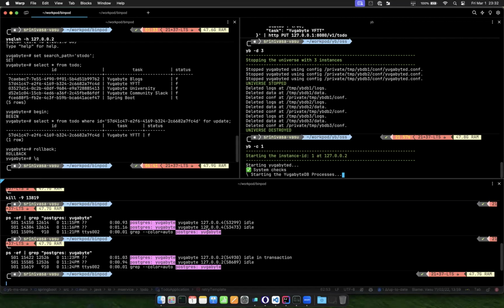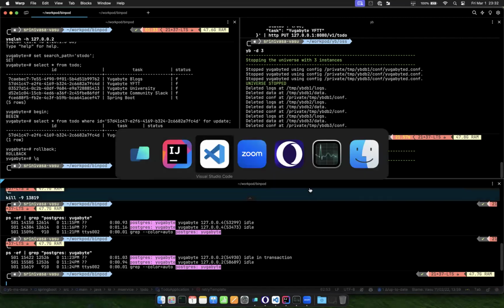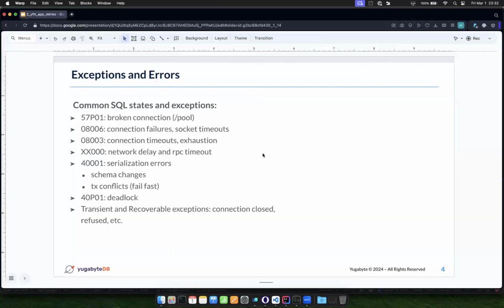All right. While this comes up, let me finish the rest of the slides as well, and then we can come back to the deadlock exception. Like I mentioned, it's always good to watch out for these SQL states and some of the transient as well as recoverable exceptions in your application code.